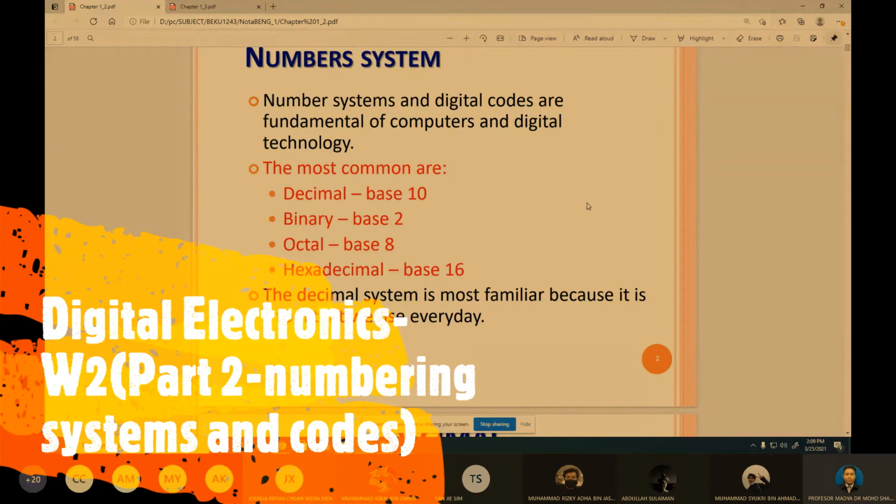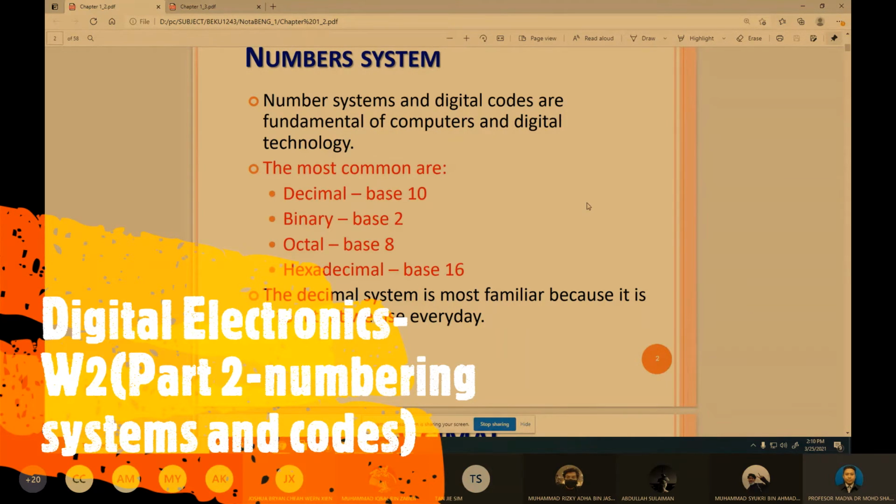Actually we have a lot of numbering systems and digital codes, but there are 4 most common numbering systems. Such as decimal. Decimal is base 10. That means it's the normal number that we use: 0 until 9, then 10, 11, and so on. Decimal is the normal number that we use for daily activity.